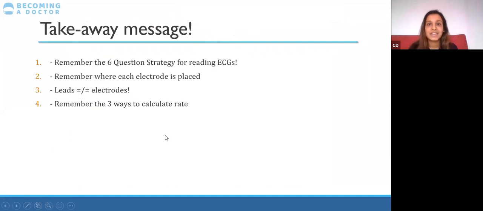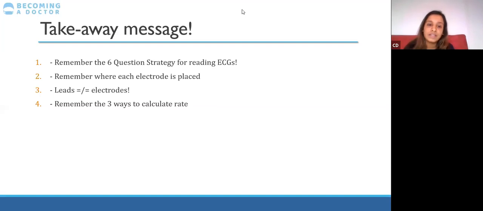That's not by me. So the main takeaway messages, as I mentioned, this lecture would be quite short because it was very, very basic, and the next one should be more in-depth in terms of pathologies. So remember the 6-question strategy: rate, rhythm, P waves, PR interval, QRS complex, ST interval, QT interval, and T wave. And then remember where each electrode is placed. Remember that leads do not equal electrodes. And then remember the 2 ways to calculate rate that I've been through. There is another way, but I don't think it's useful, so I'm not going to go through it.